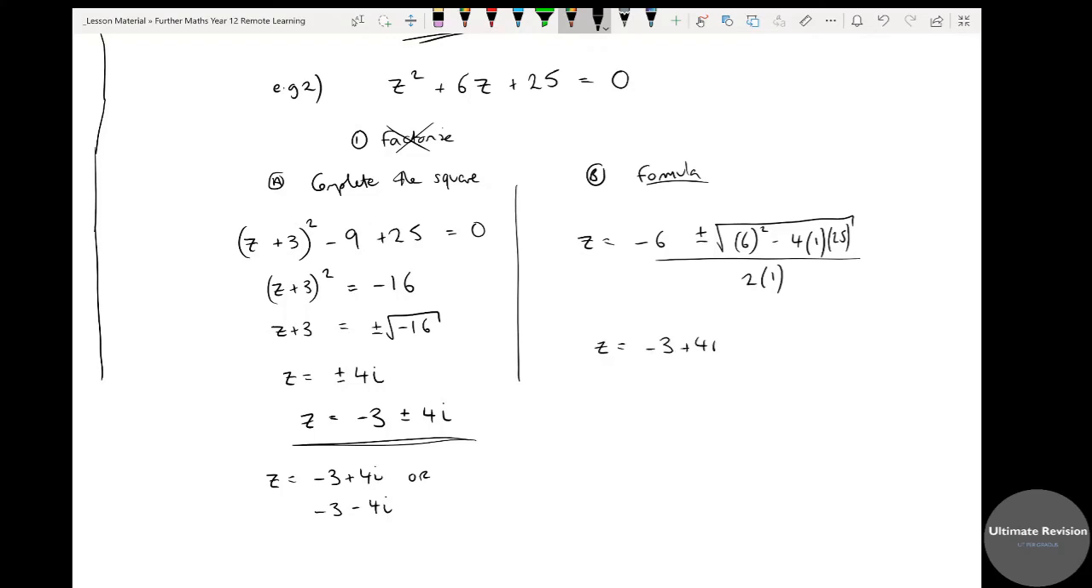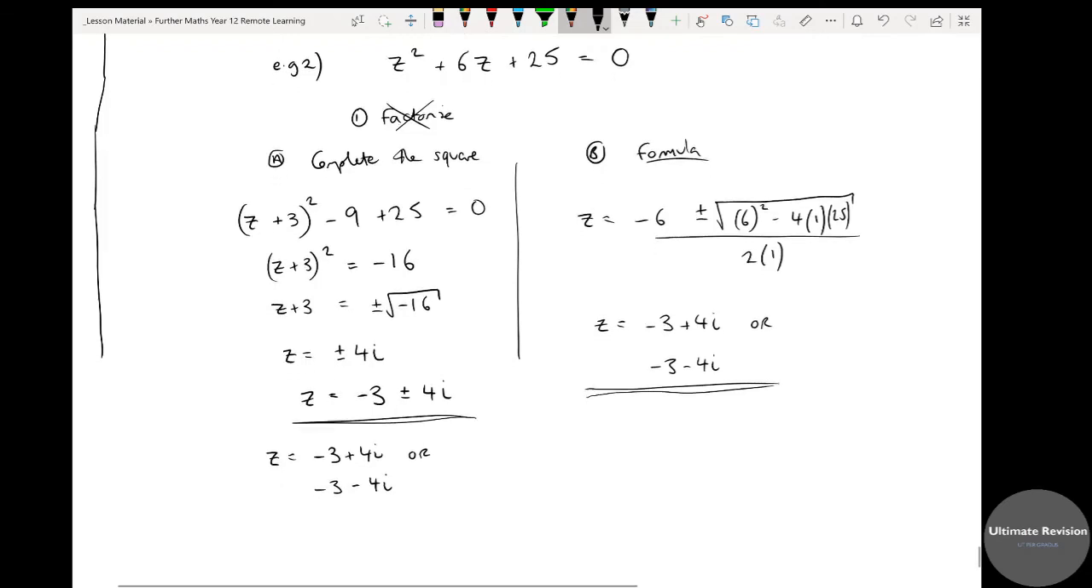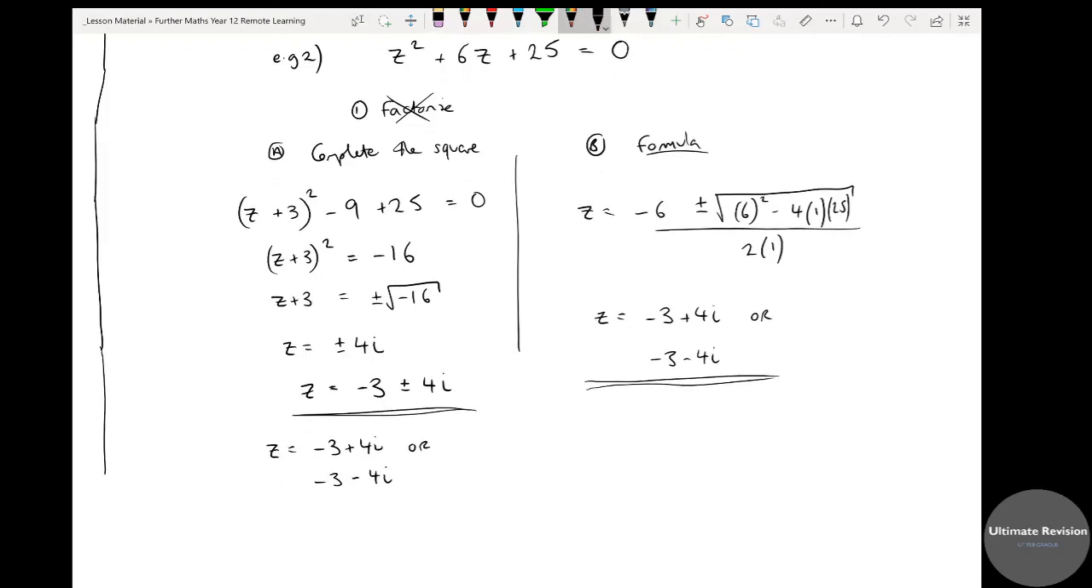It's your choice what method you use. It's your personal preference. I probably prefer completing the square. I think that's quite nice. But when you might have a number in front there, then completing the square may not be the best option because it's not as easy to complete the square, and the formula might just be the simpler way. So don't just stick to one. You might want to just rotate.